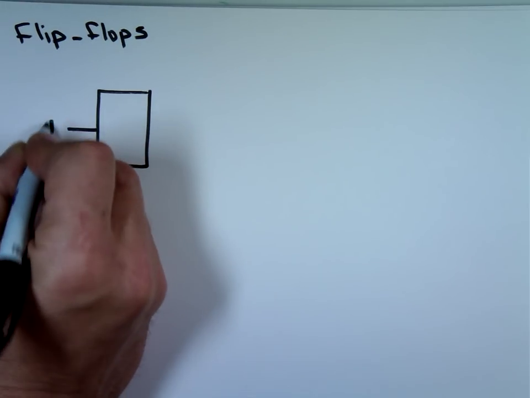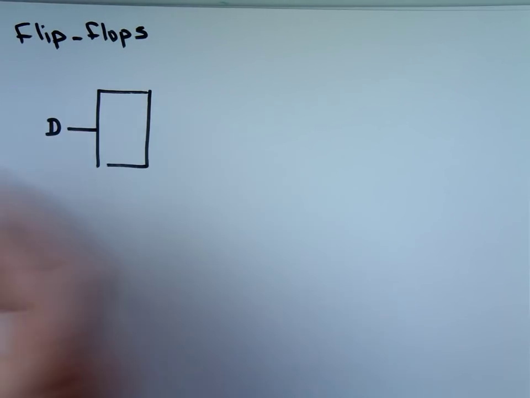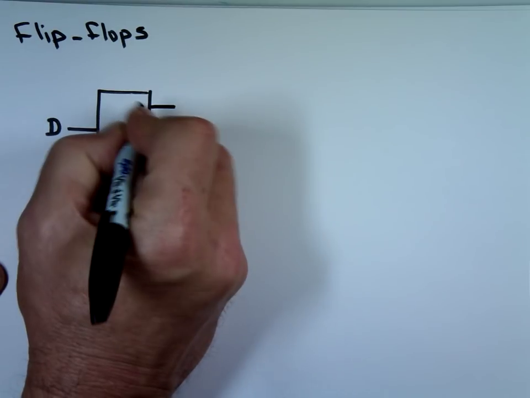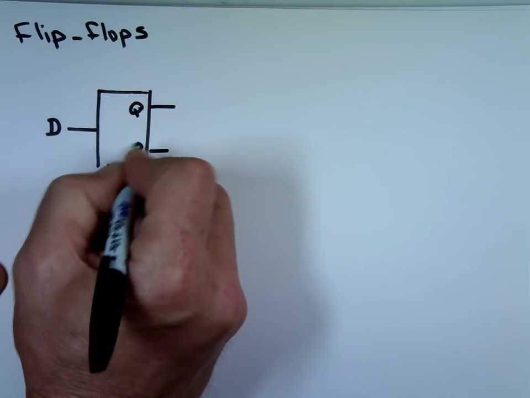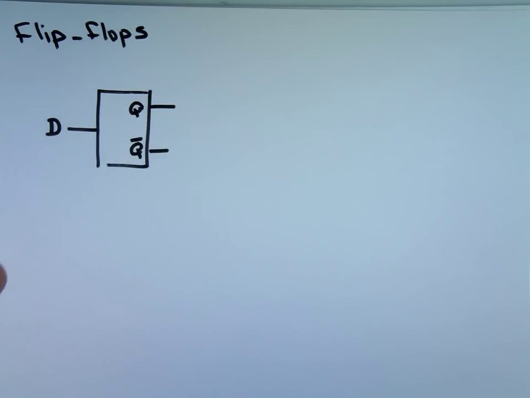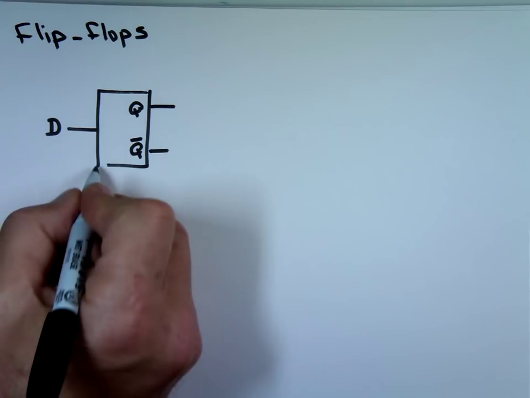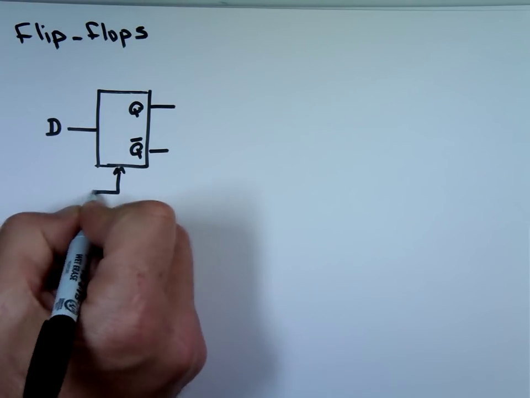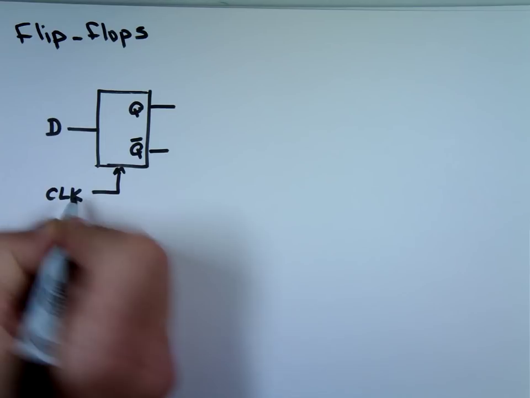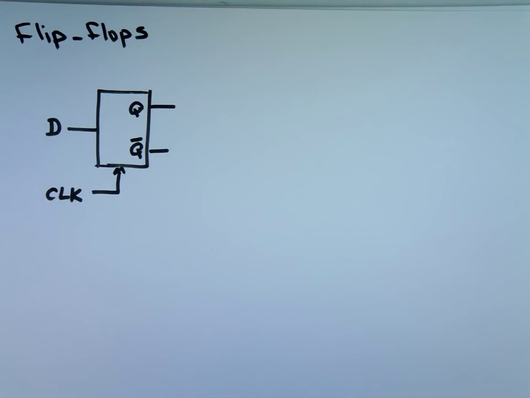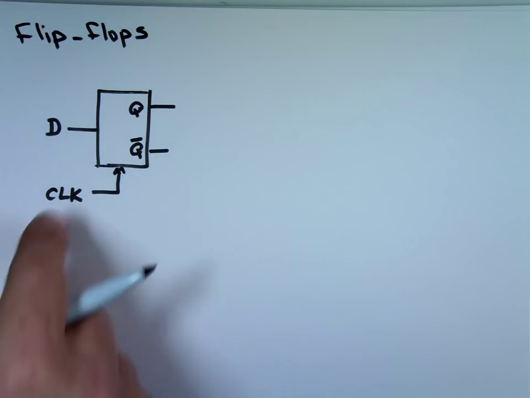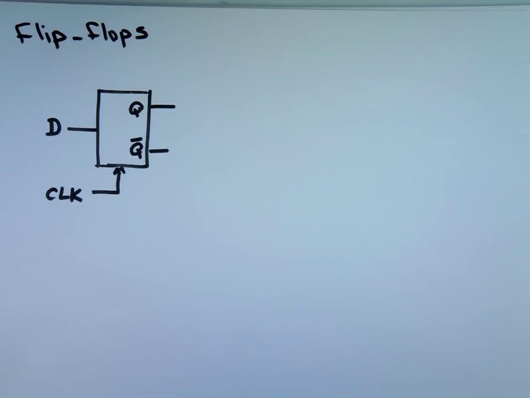It has one input, we call it D, and it has two outputs, Q and the complement of Q. And it has a clock here to control it, CLK, clock. So when the clock comes in, and sometimes the clock has to be on the rising edge, sometimes on the falling edge. What do you mean?